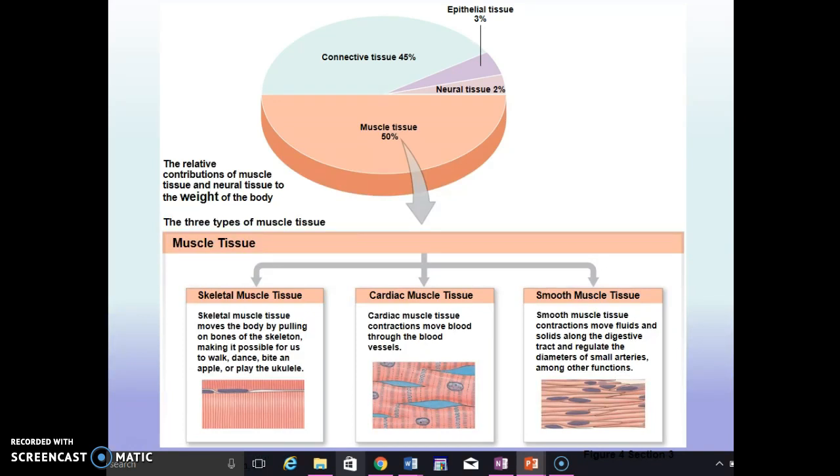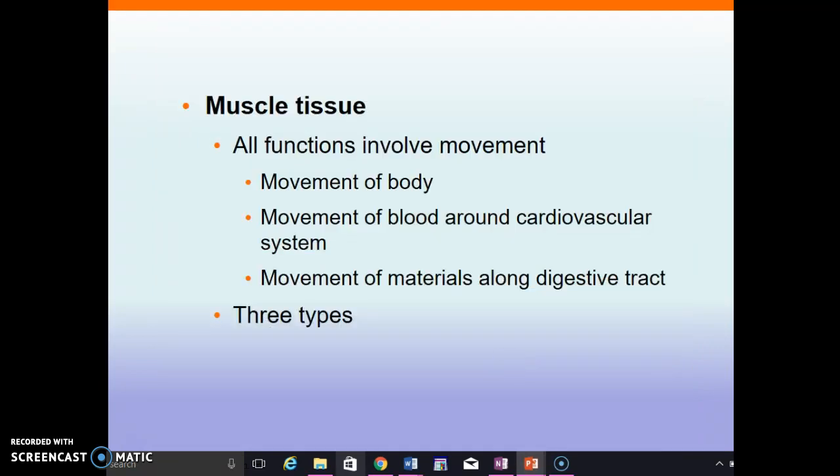The muscle tissue category is slightly easier. There's only three types of muscle tissue. But muscle consists of 50% of our weight. There are three types of muscle tissue: skeletal muscle, cardiac muscle, and smooth muscle. We'll look at each type of muscle tissue.